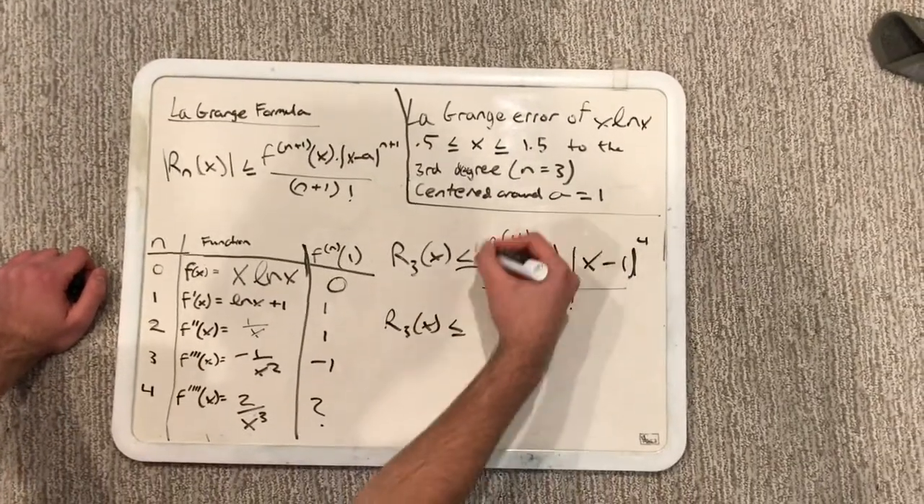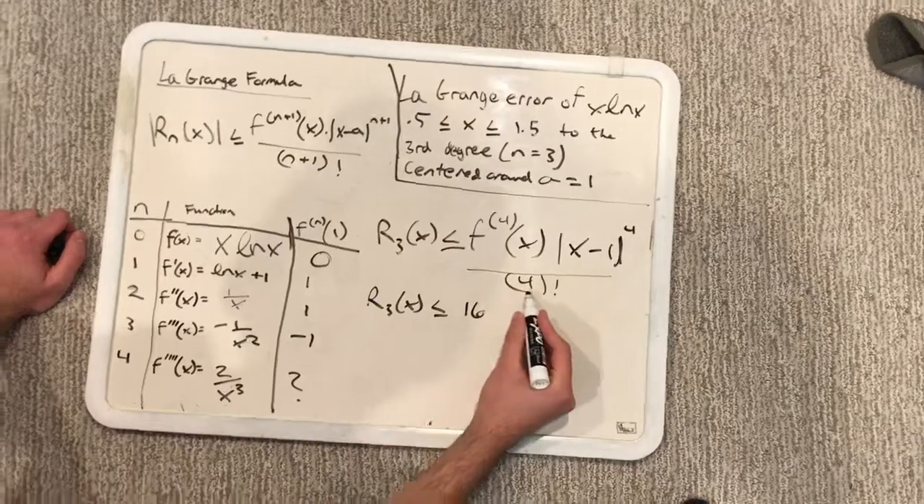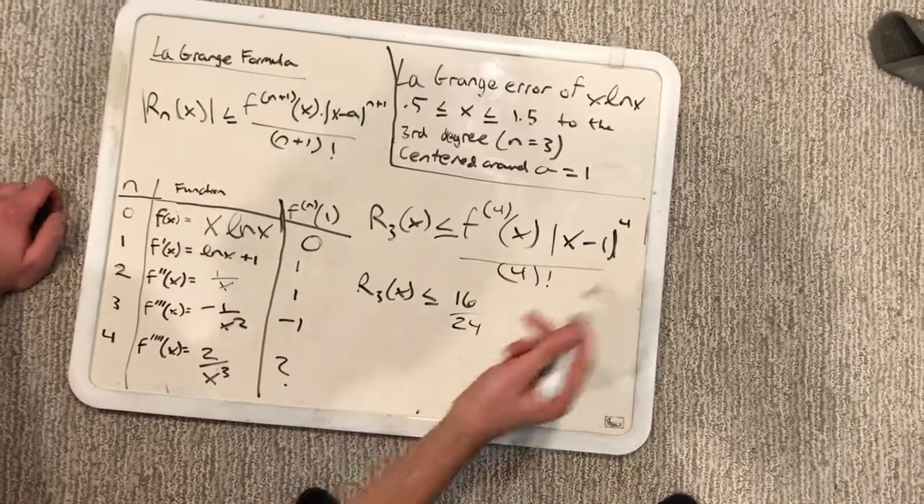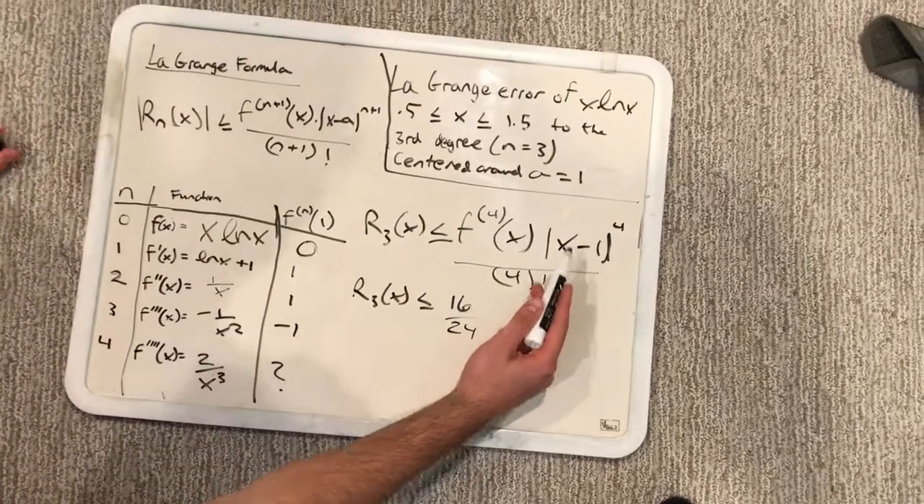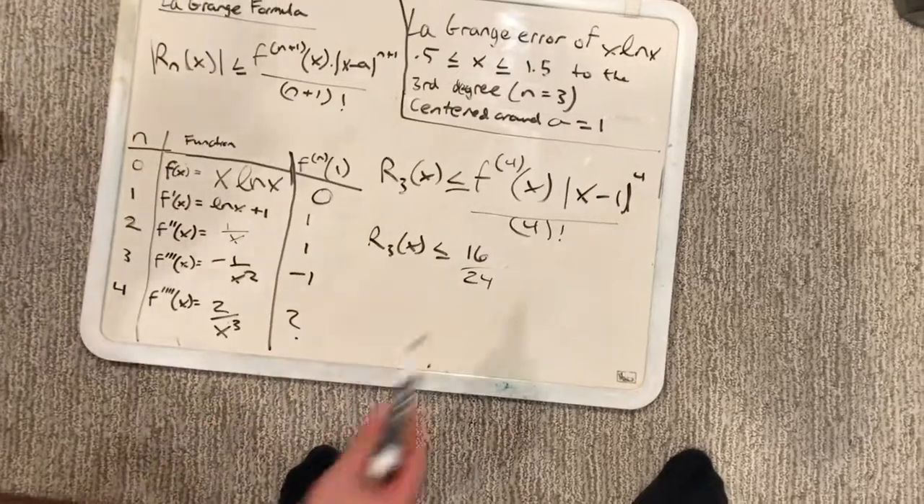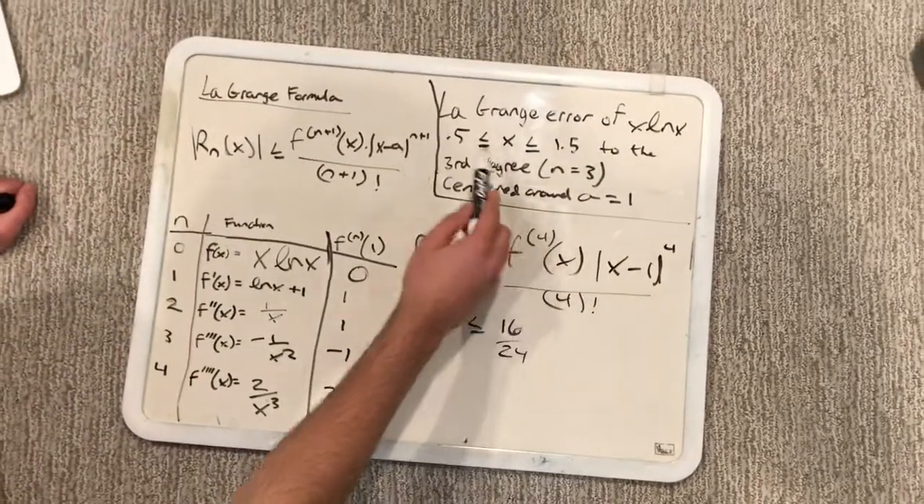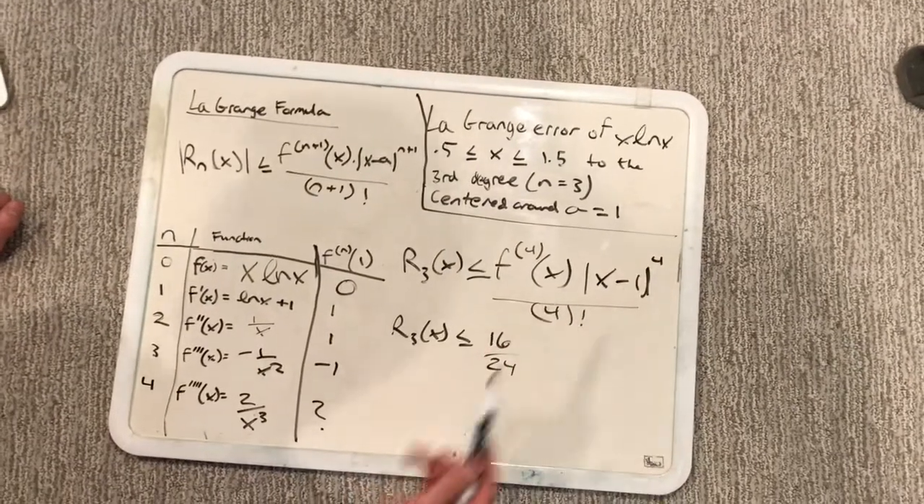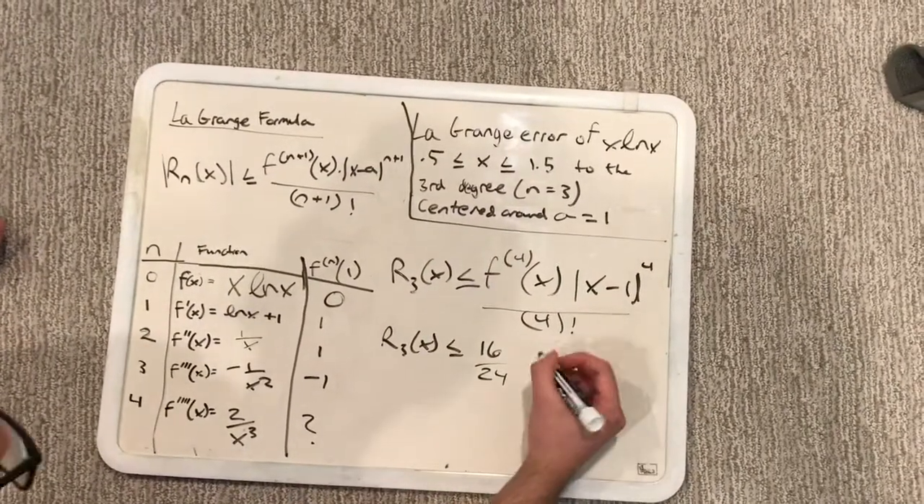So this right here is going to be 16, and then this right here, 4 factorial, is going to be 24. And then for this part right here, you're also going to want to pick a value from the boundary, which is going to maximize this area right here. So you can pick 1.5 because these were always smaller. And then that'd be 1.5 minus 1, which is 0.5, to the 4th power. That is going to be 1/16.